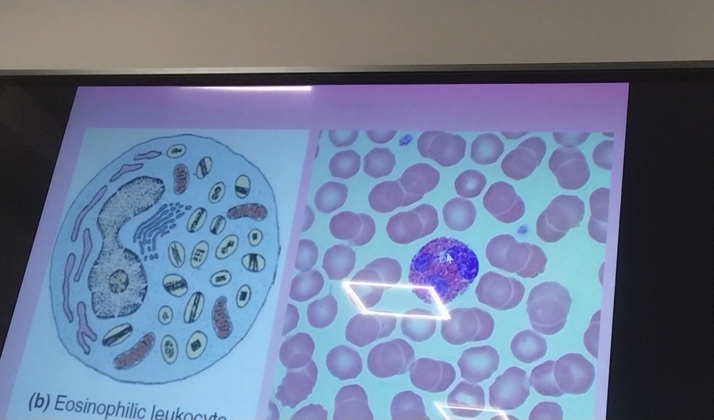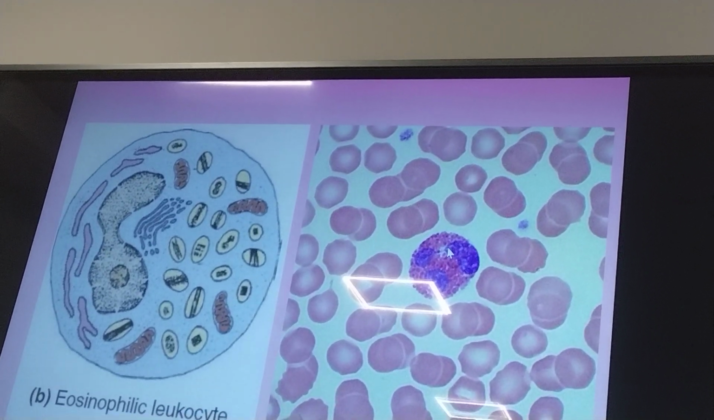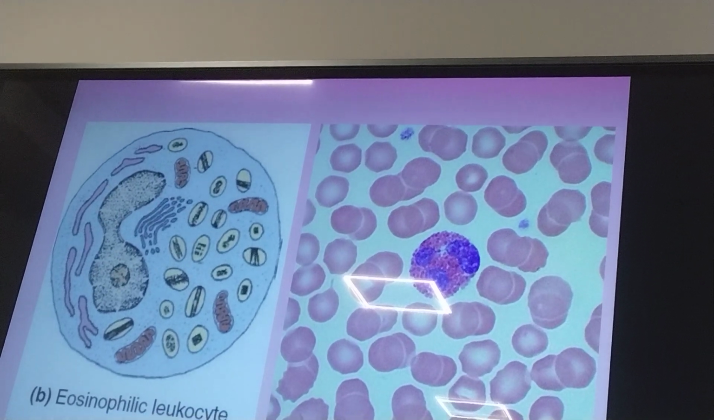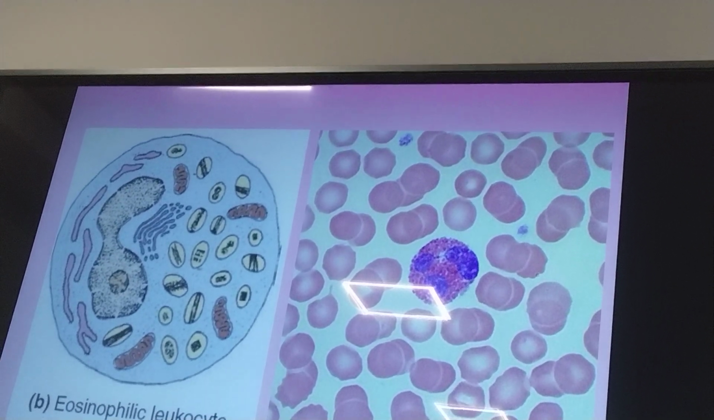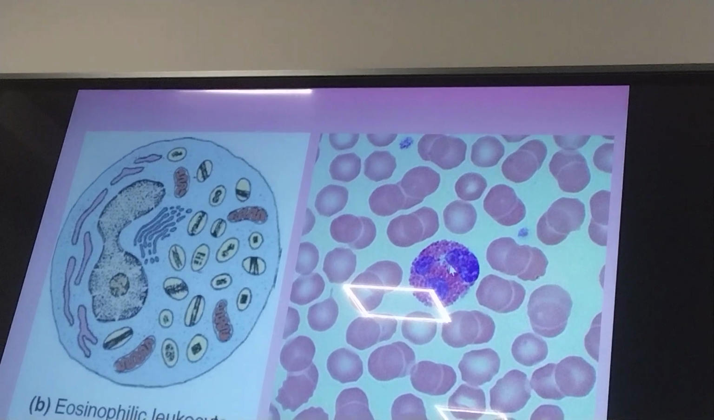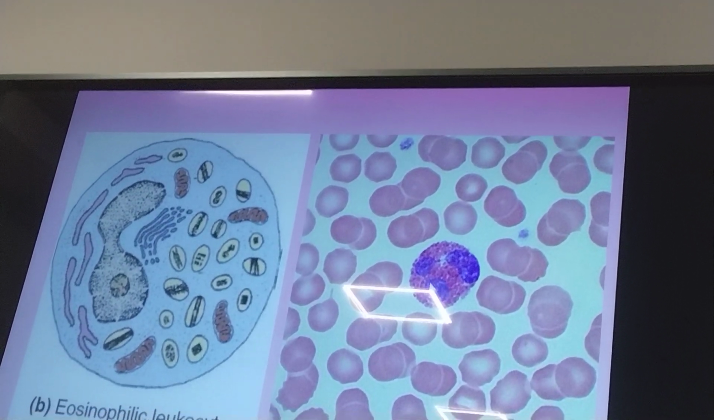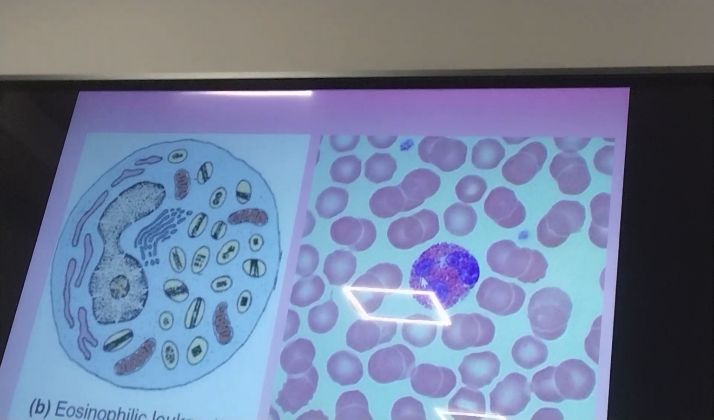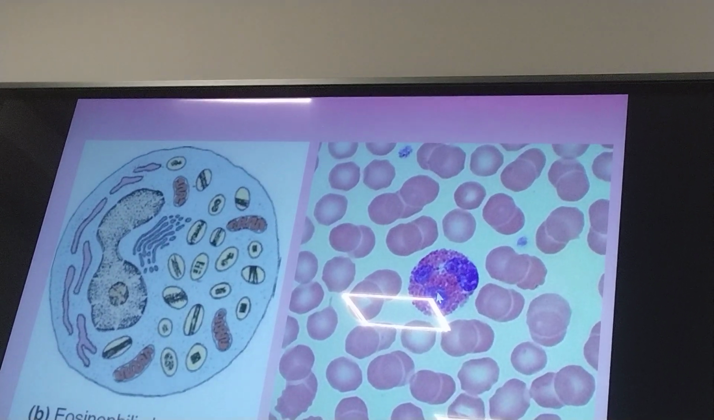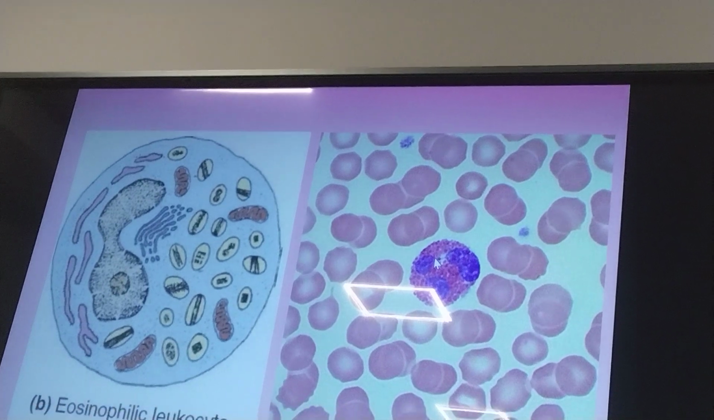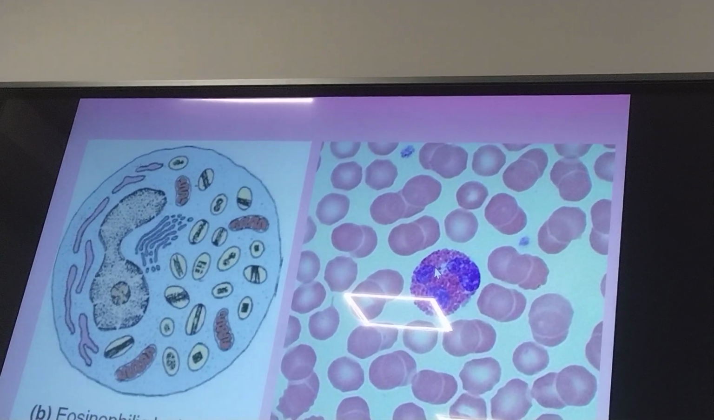So this characteristic appearance helps us to differentiate and identify those cells. And by the way, eosinophils have a bilobed nucleus. See? This is not many nuclei. It's lobed, and a small, thin bridge connects those lobes with each other.